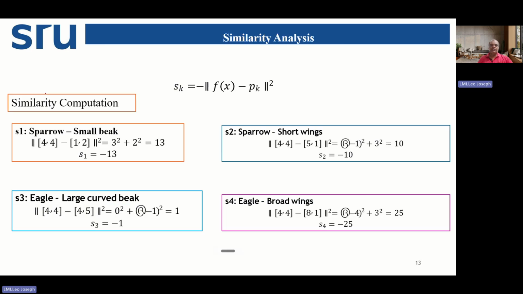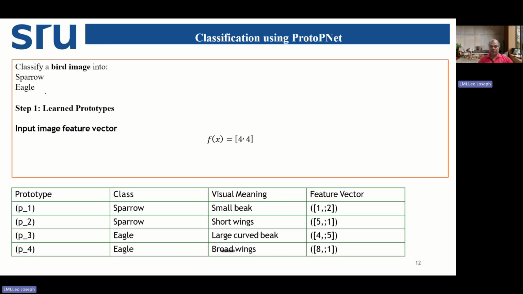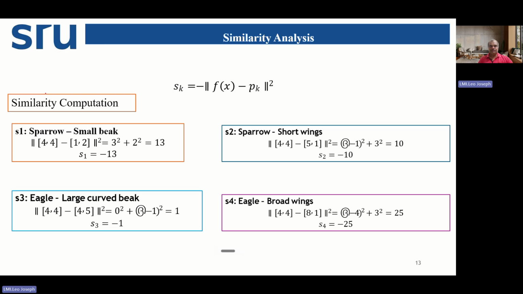So we are computing using this formula, norm of minus. How is it calculating? Let us check. 4,4 minus 1,2. First, 4,4 is the standard. This is the input image. These are the learned patches. So according to prototype 1, 4,4 is compared. Minus 1,2, we get minus 13. Similarly, 4 comma 4 minus 5 comma 1. You can see here next short wings. So we are getting the value as minus 10. Similarly, 4 comma 4 minus 4 comma 5 minus 1 and 8 comma 1 minus 25.